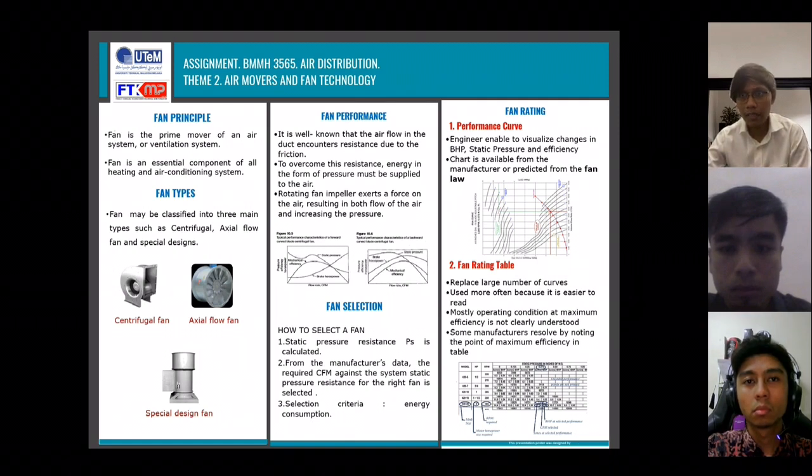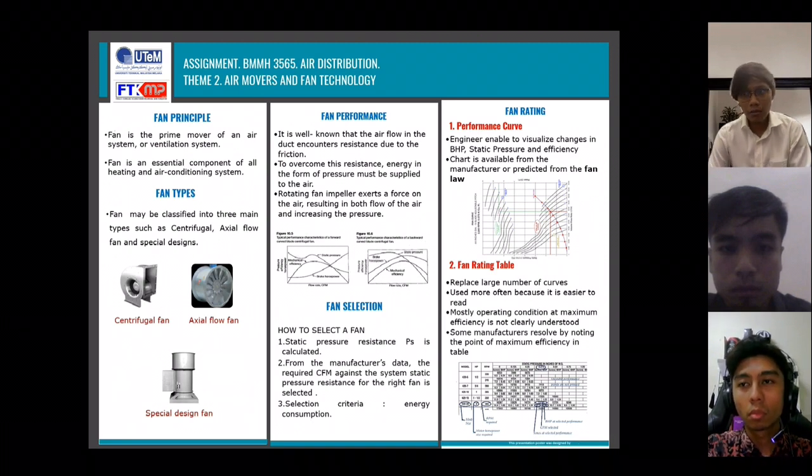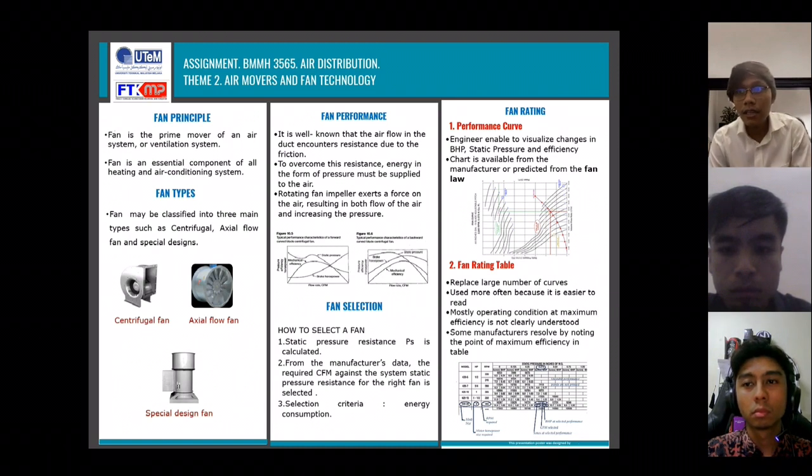So the other topic is fan selection. How to select a fan? First, the static pressure resistance, SP, is calculated. And next, second, from the manufacturer data, the required CFM against the system static pressure resistance for the right fan is selected. Selection criteria: energy consumption. So that's all for me.